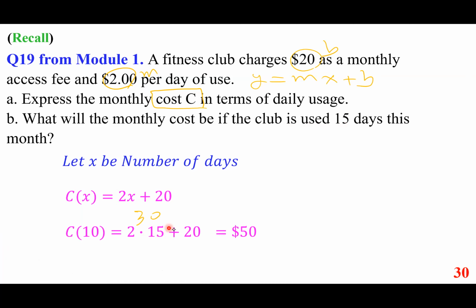I have a question. Go ahead. Why did we make C of X C of 10? 15. Oh, this is a typo. I'm glad you mentioned that. Thank you so much. No, it is 15. Absolutely. And notice we did use the 15. So this is a typo. Thank you so much. It's definitely C of 15. And the answer is $50. So if we use it 15 days, then it will cost us total of $50.